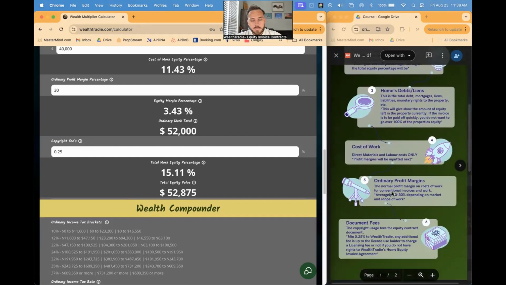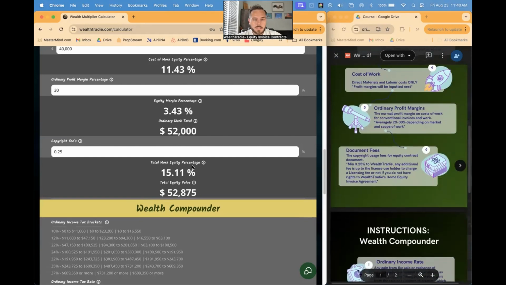Next, we have the copyrights. The copyright fee is for this document. So this structure and the power and strength of the document that was put in through years and decades of hard work to establish is only 0.25% that we charge.